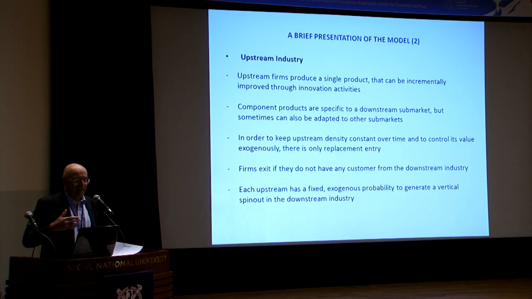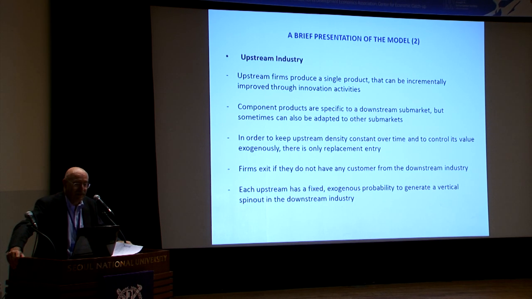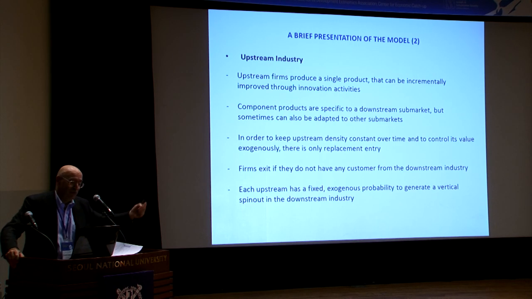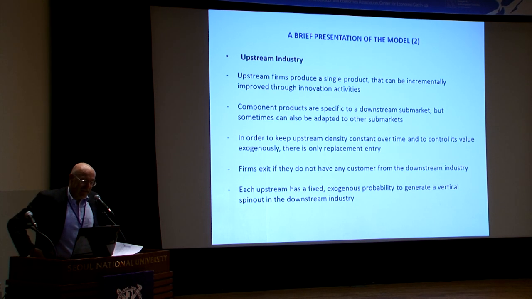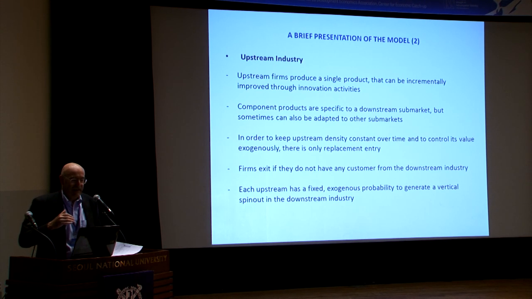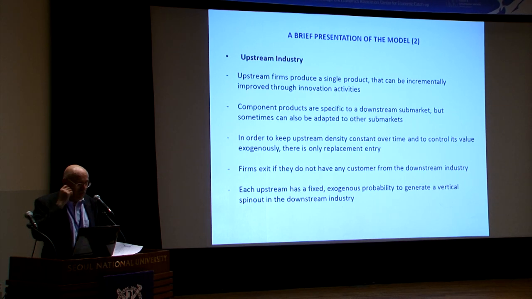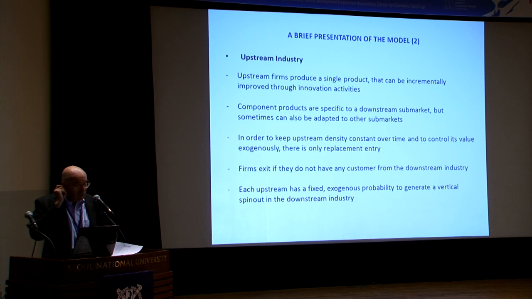I will be very short. In the upstream industry, you have component producers that produce a single product that could be incrementally improved through innovative activities. Component products are specific to downstream submarkets, but sometimes they will be adapted to other submarkets. We try to keep upstream density constant over time. Firms exit, as usual, if they don't have any customer from the downstream industry. Each upstream firm has a fixed exogenous probability to generate a vertical spin-out in the downstream industry.